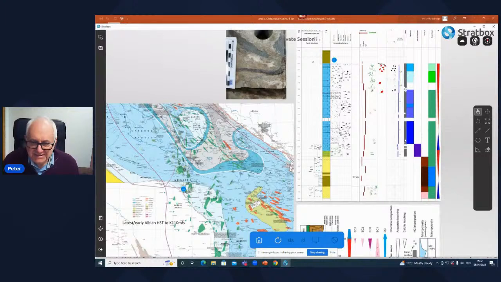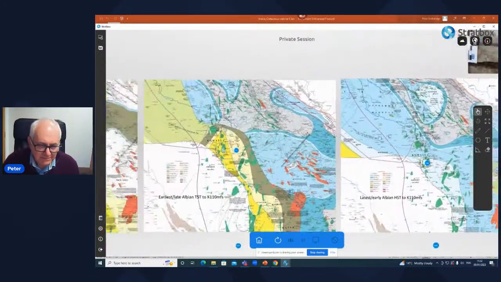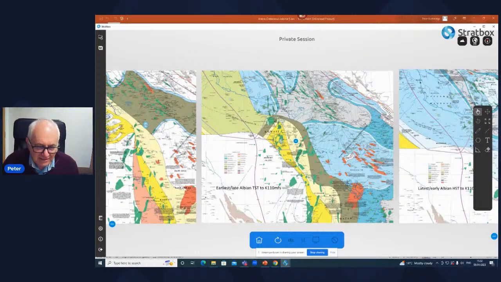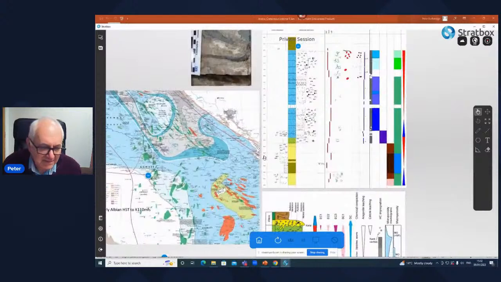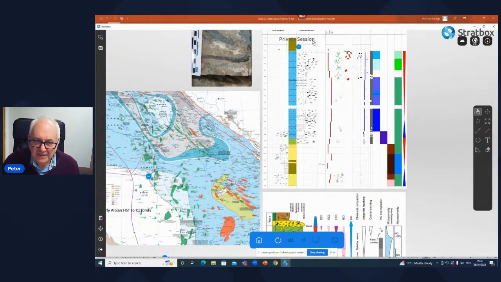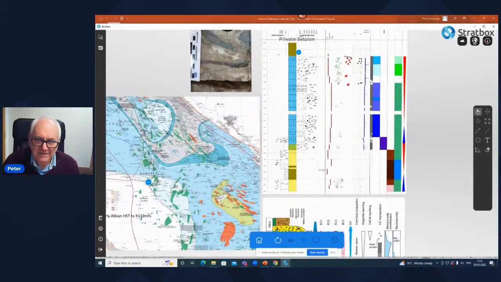So this represents a core log through the Mauddud clastic and carbonate reservoir of the Burgan field in Kuwait here. And the lower part of the core log represents the low stand to transgressive systems tract of the K110 sedimentary sequence, and the upper carbonate part represents the early Albian high stand of this sedimentary sequence. And then above that, you go back into the shallow marine to distal marine clastics.